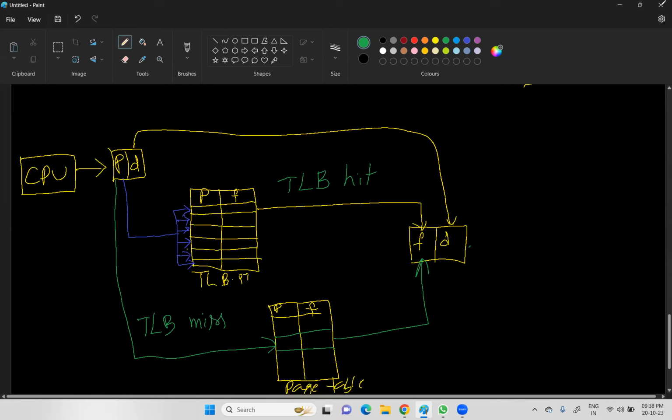And of course, from this one, you could find the physical address. Okay, this is the physical address. If TLB miss is being done, addresses will be found in page table. If TLB hit is done, address will be found in TLB page table.